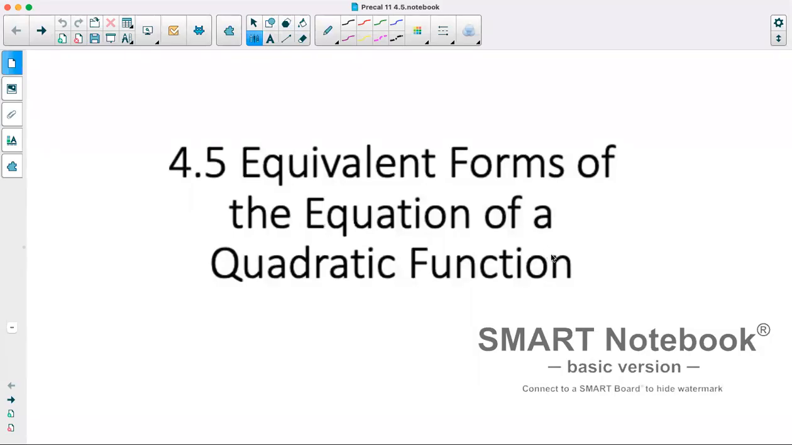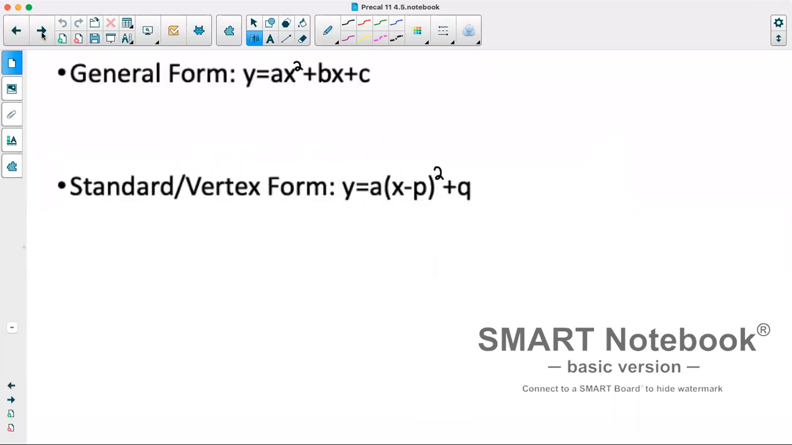Hi, today we're going over section 4.5, which is equivalent forms of the equation of a quadratic function. As we've previously gone over, the general form of a quadratic is y equals ax squared plus bx plus c, where standard or vertex form is y equals a(x minus p) squared plus q. Today we'll be looking at changing from the general form to standard form, and we'll actually be using a process that we went over in an earlier chapter.